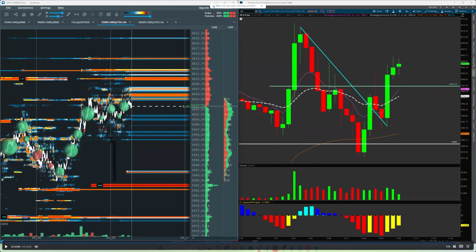So again, that is another scenario of how I combine a key level within the market with order flow to identify a high probability trade.